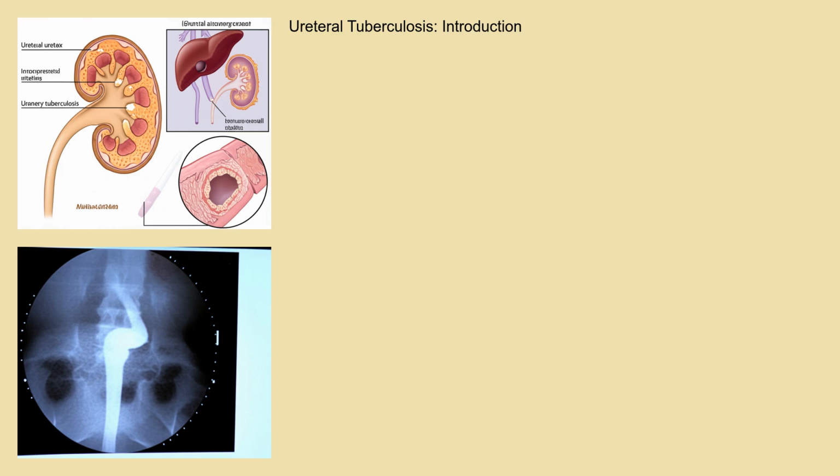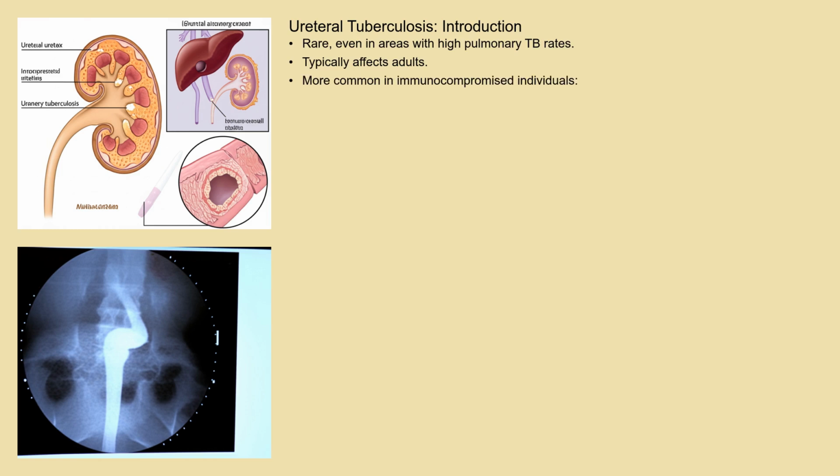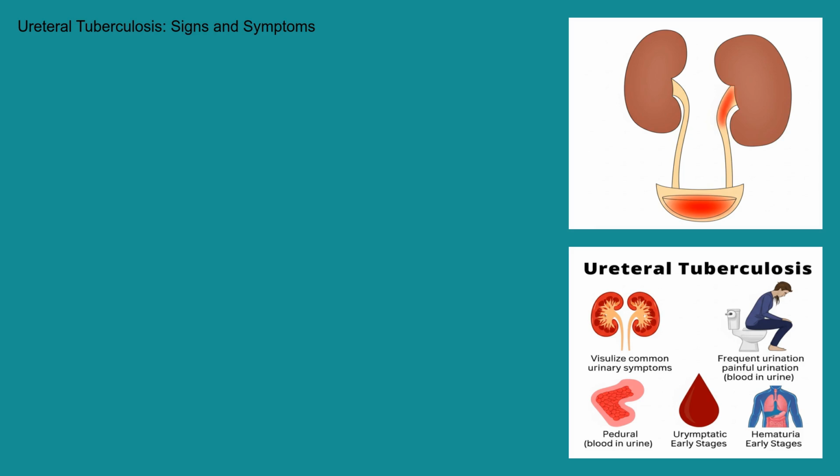Ureteral tuberculosis is relatively rare, even in regions where pulmonary TB is prevalent. It typically occurs in adults, particularly those with compromised immune systems, such as individuals with HIV, diabetes, or those undergoing immunosuppressive therapy. While precise global incidence figures are difficult to obtain due to underreporting and diagnostic challenges, its presence should always be considered in patients with a history of TB or those presenting with unexplained ureteral strictures, especially in TB endemic areas.